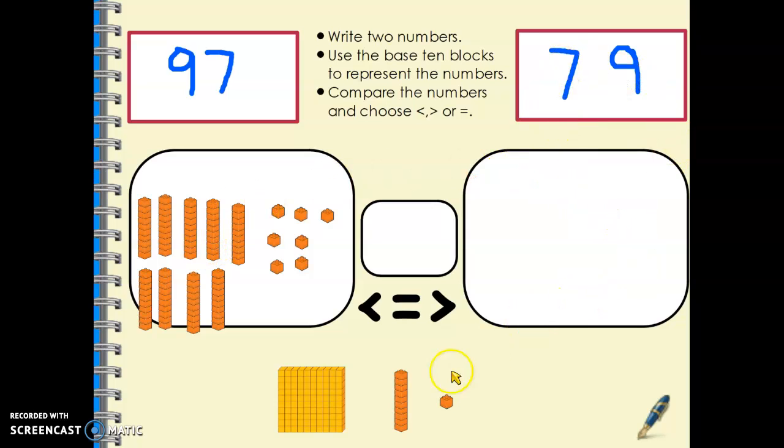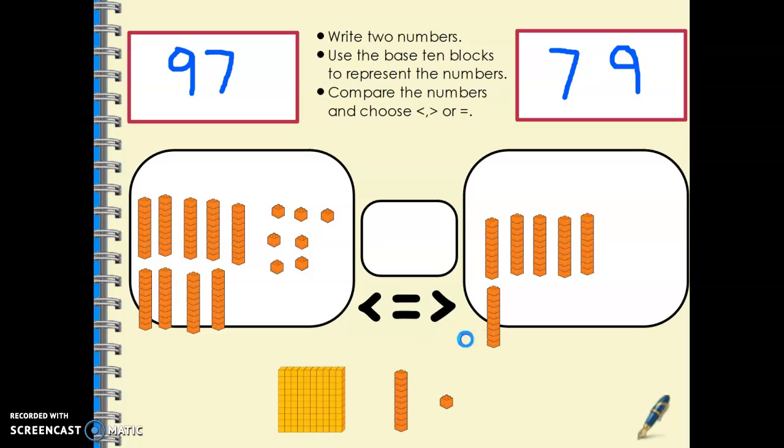Over here I have 79, so I need to represent that. 10, 20, 30, 40, 50, 60, 70, 71, 72, 73, 74, 75, 76, 77, 78, 79.